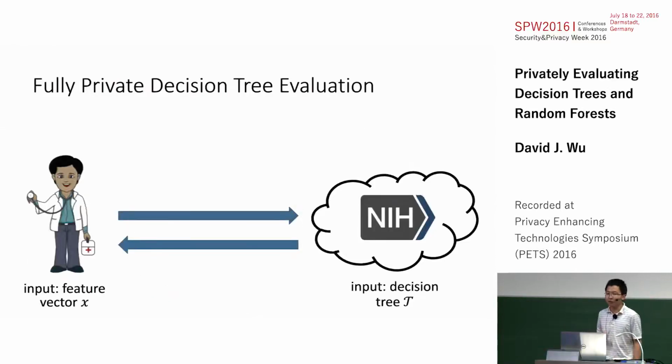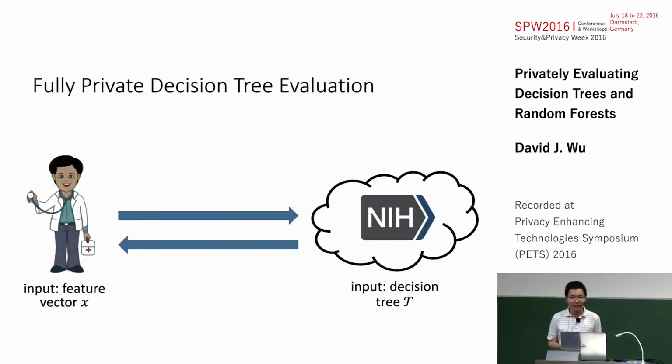So when we talk about the problem of fully private decision tree evaluation, we can abstractly formulate it as a two-party computation problem. I'm only going to give you the abstract idea here. All of this can be formalized in the real-ideal world setting, and I will refer you to the paper for the full details on that.